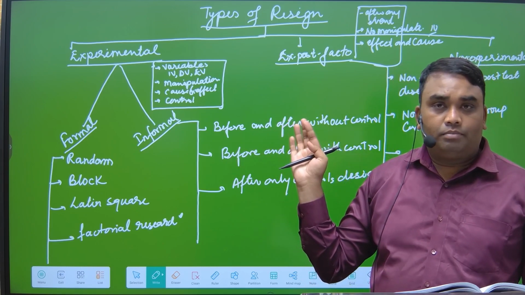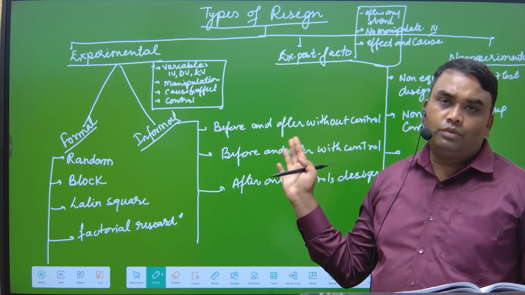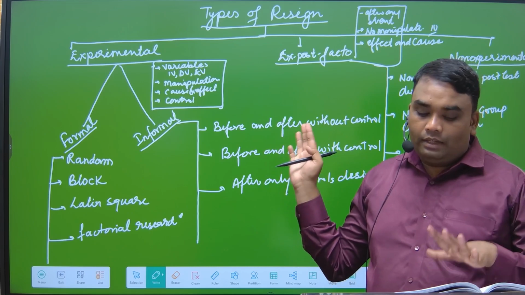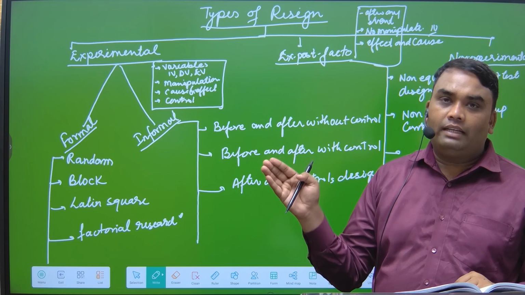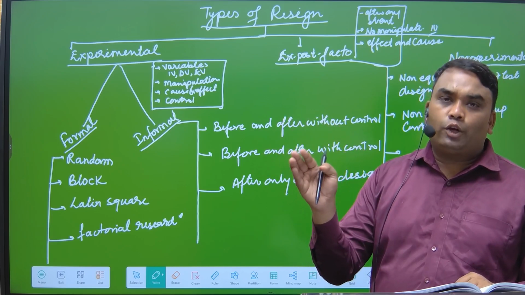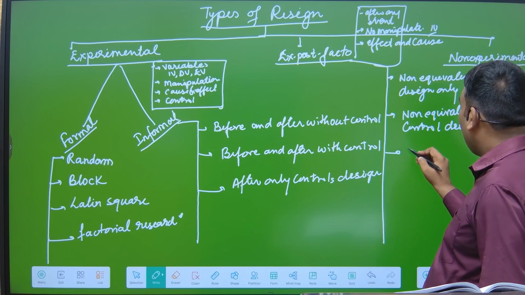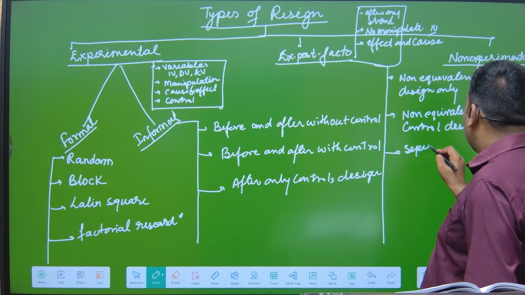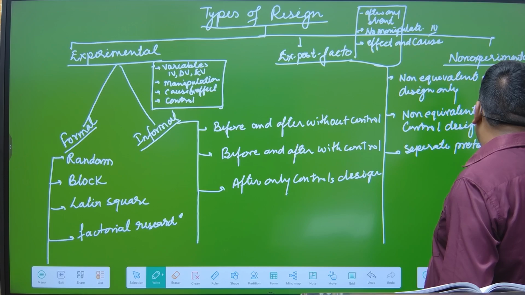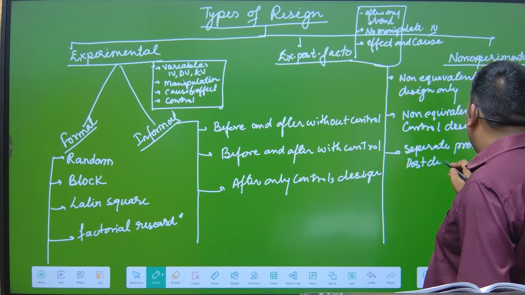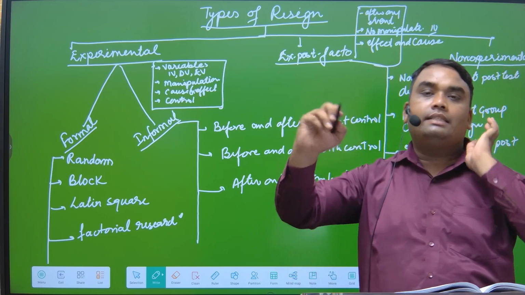So how they will control it is a topic of again discussion and detailing, but here we are not going to discuss that. Only we are writing the names of the designs. So the first two designs I hope you are aware. First is non-equivalent post-test only. Second, non-equivalent control design. And next is separate pre-test post-test design. Separate pre-test and post-test designs are also there.